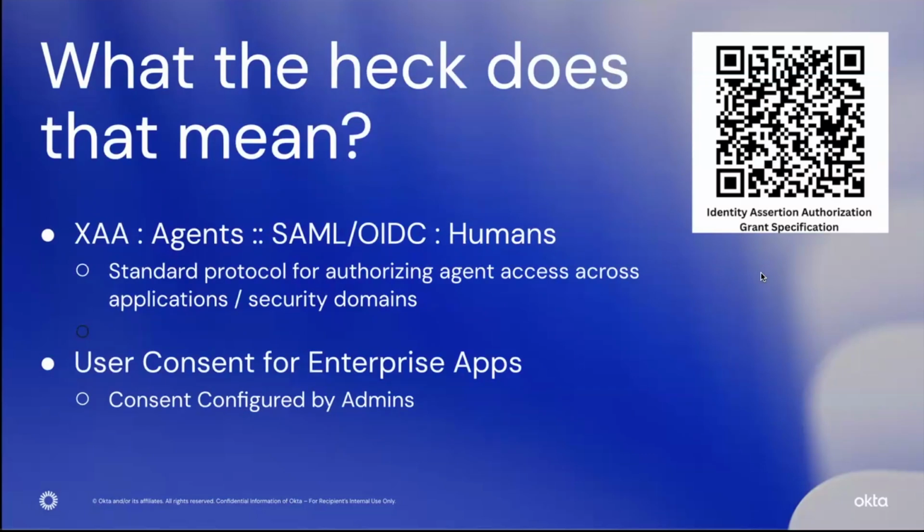I'm about to grossly oversimplify this, but you can think about this in an analogy of sorts. Cross-app access is to AI agents as SAML or OIDC is to humans, in the sense that this is a standard protocol for authorizing access for these AI agents across applications and even across security domains, right? So it's basically a standard mechanism for having identity admins be able to grant or block access to agents across the various applications and resources that are under their purview.